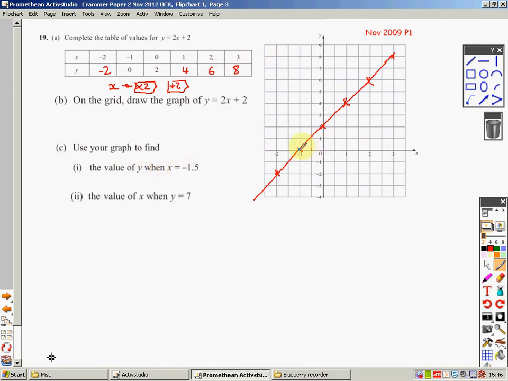There we go. Now use your graph to find the value of y when x equals minus 1.5. So minus 1.5 is there. Draw a line down, read across, minus 1. When y equals 7, now be careful here, they're being crafty. When y equals 7, I need to look up 7 on my axes. There it is on the y-axis. Go across to 7, do it with the ruler, read down, that's 2.5.